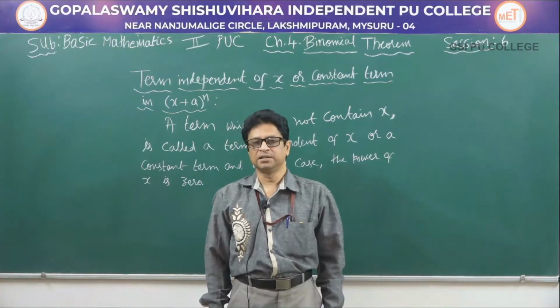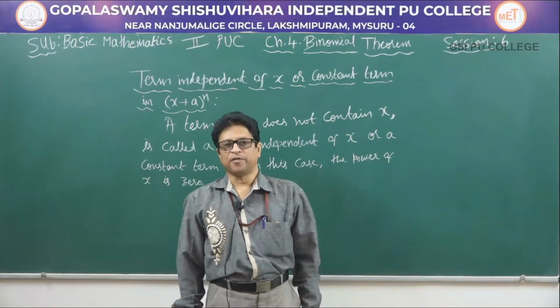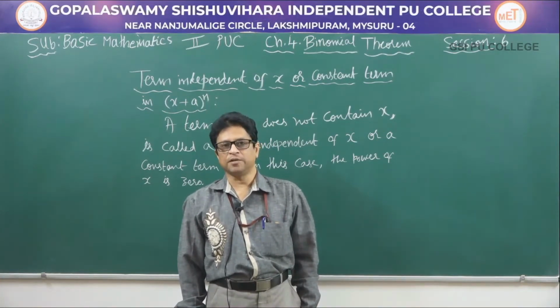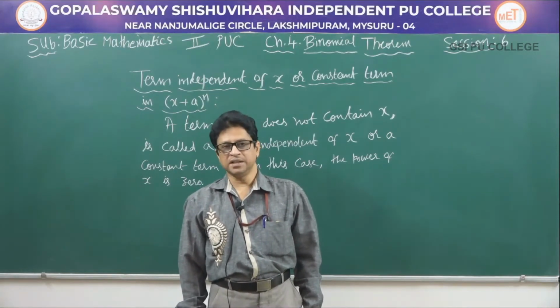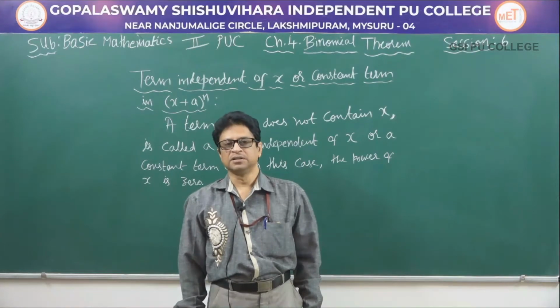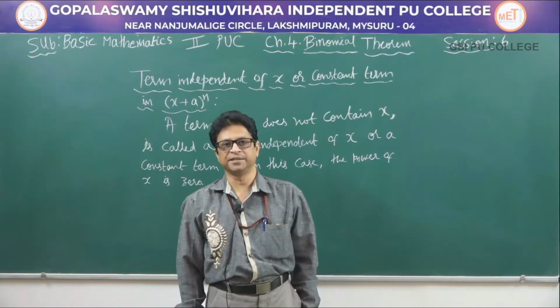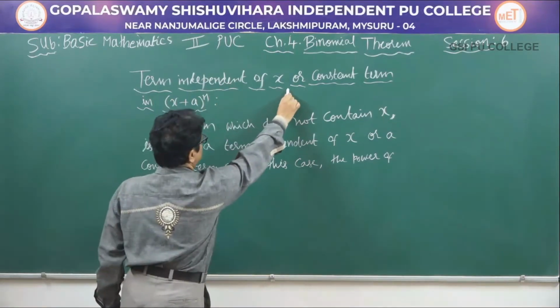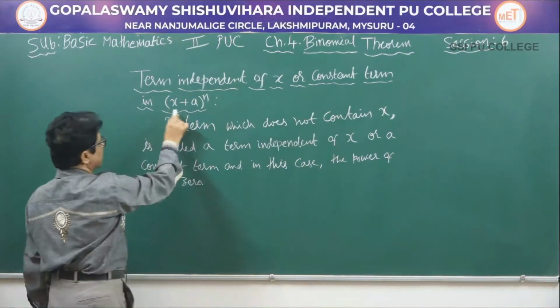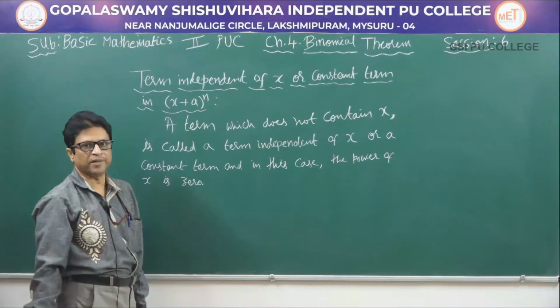In the last session, we have discussed the problems on finding the coefficient of a particular power of x. In this session, we shall solve the problems on finding the term which is independent of x, or finding the constant term in the given expansion. Term independent of x or constant term in (x + a) whole power n.